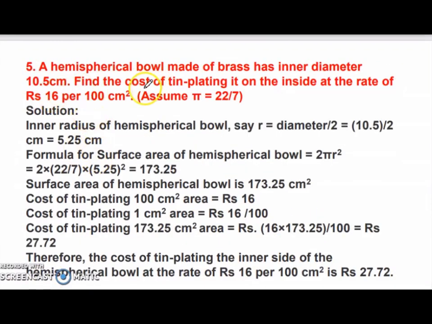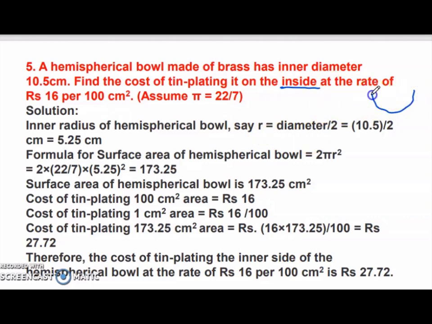A hemispherical bowl made of brass has inner diameter 10.5 centimeter. Find the cost of tin plating it on the inside at the rate of rupees 16 per 100 centimeter square. So we need to find only that surface where this tin plating has been done. So it has been done only on the inside. So you need to find the inner. See, it is like this.